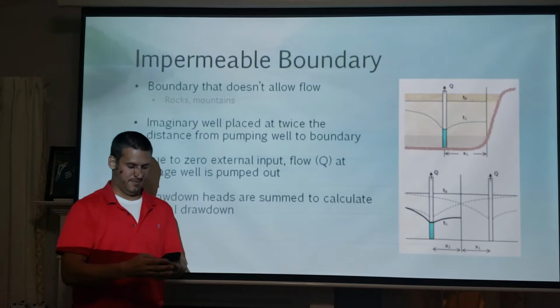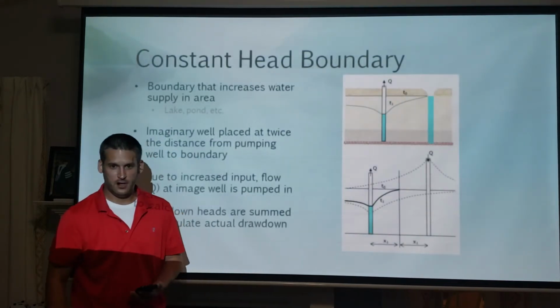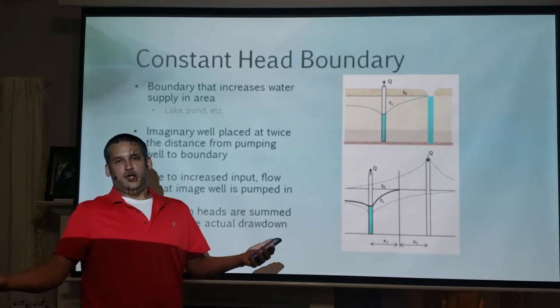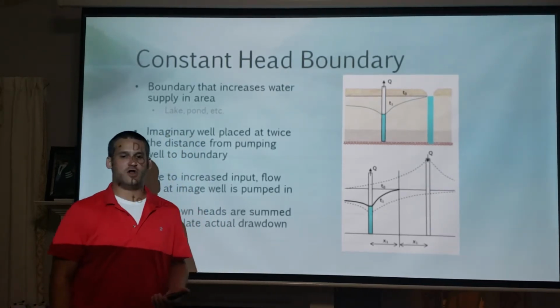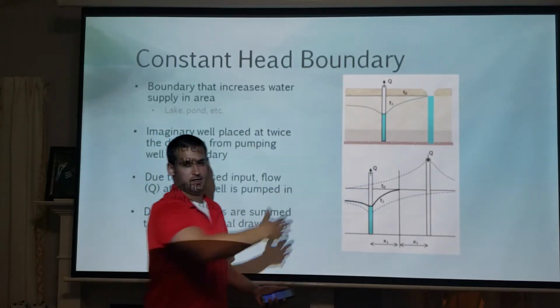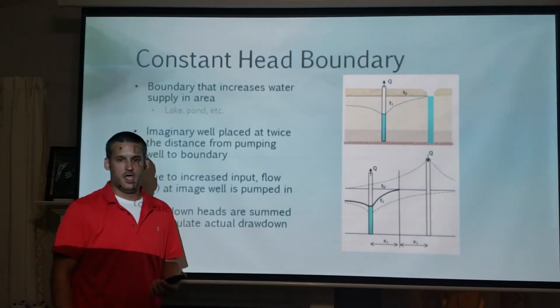This next slide might make more sense when I'm saying low drawdown. Okay, and your constant head boundary: constant head increases the water supply in the area. Anything with water, lake, pond, river, anything with water will work. That will cause a constant head.